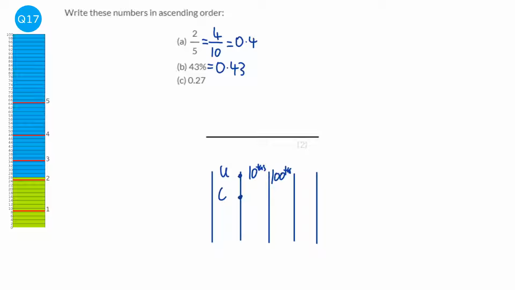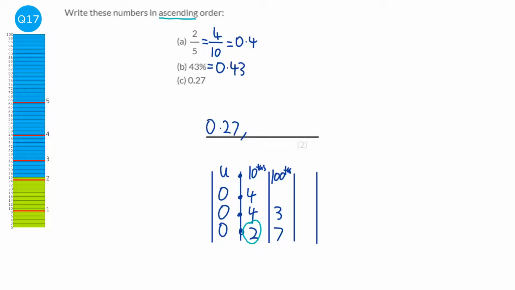So we've got 0.4, 0.43, and 0.27. Now what we do is we start on the left hand side and we find the smallest, because we're looking for it in ascending order. And the smallest tenth is the 2 there, so it's 0.27. So this is our smallest number, 0.27.